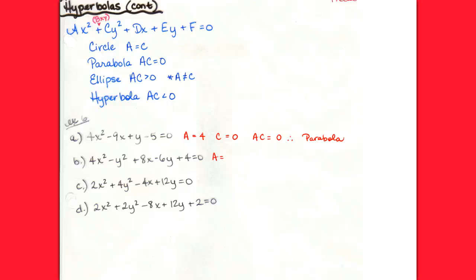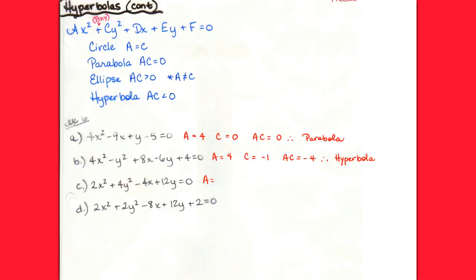All right, look at the next one. What is A? 4. What is C? -1. So when I multiply, I get a -4. What does that mean? Yes, this one is a hyperbola.